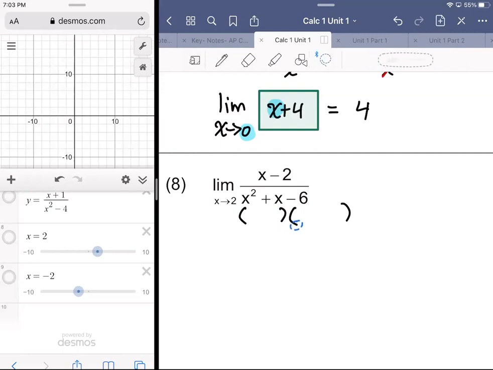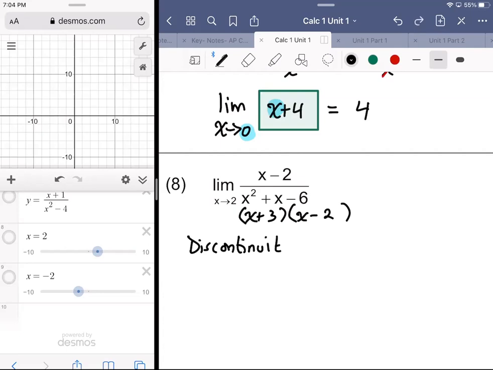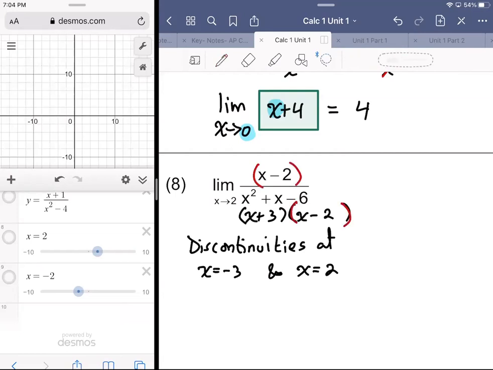So what I'm going to do is factor the bottom here just to get an idea of what the asymptotes, if they are in existence, what they are and how they may be relevant. All right. So we have x plus 3 and x minus 2. So we have discontinuities at x equals -3 and x equals 2. All right, very important because one of them is removable. We have a common factor here.